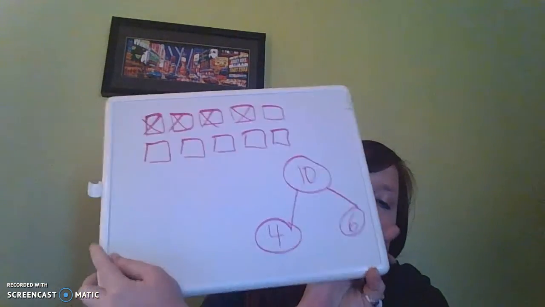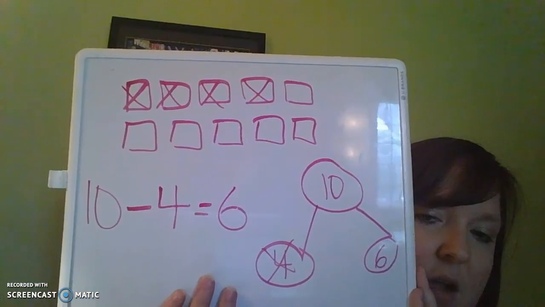What goes in my whole? 10. What are my parts? I took away 4, and then how many did I have left? 6. Now I need to do what? Cross out my 4, because that's how many I took away. Our number sentence, we start with what number? 10. Then what? Minus. How many do we take away? 4 equals 6. 10 minus 4 equals 6.